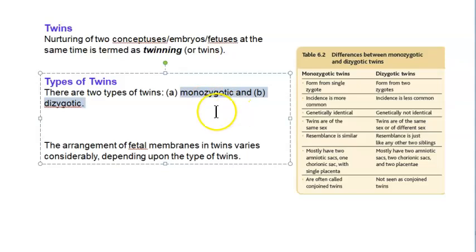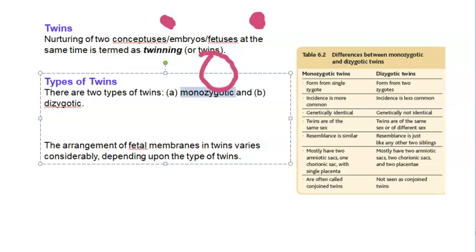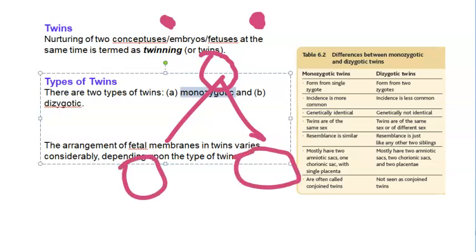So you have monozygotic and dizygotic. Monozygotic means they have come from the same zygote. So there is one ovum and one sperm. These two fuse together to form a zygote. This zygote will give rise to more than one person, right? Fetus. So this becomes monozygotic. So monozygotic means what? They have the same genetic material. They are identical.